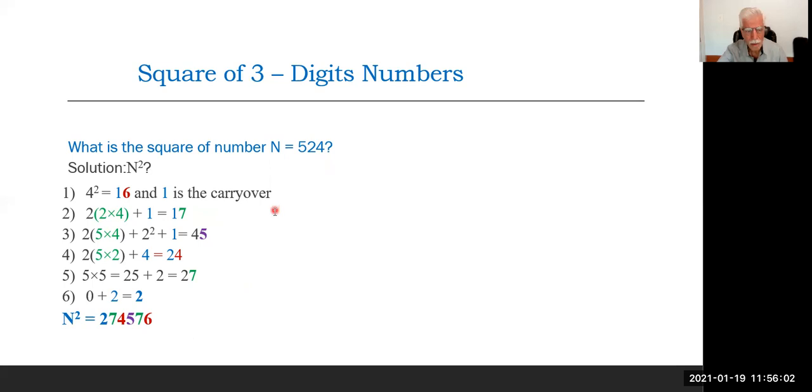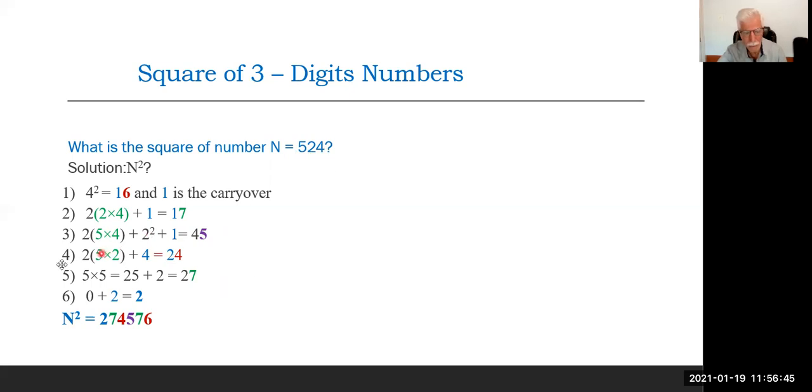Now, multiply 5 and 4, the first digit on the right-hand side and the first digit on the left-hand side, and multiply the product by 2. So 5 into 4 is 20, multiplied by 2 is 40. Now, also square the number 2, and add the carryovers to the result also. So this is 40, this is 4, plus 1 is 45. 5 is going to be the third digit of the square of 524.